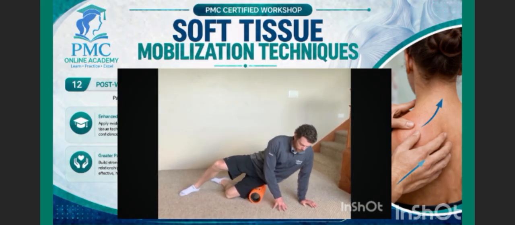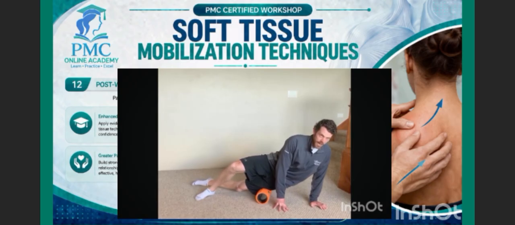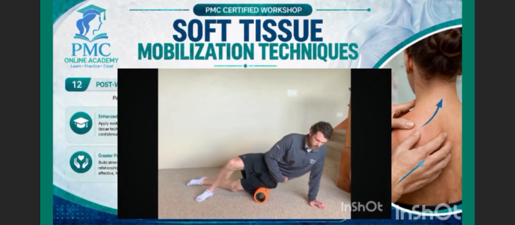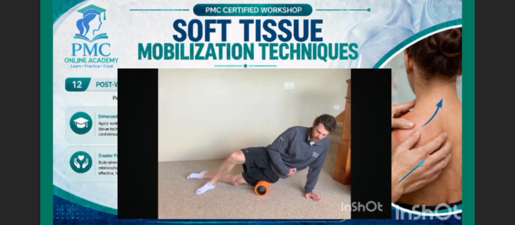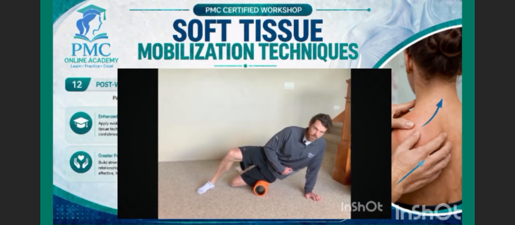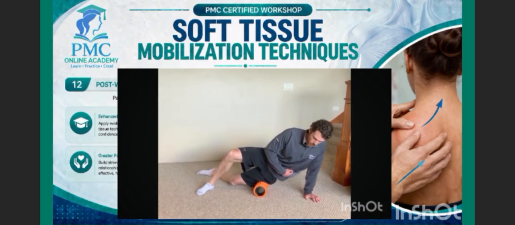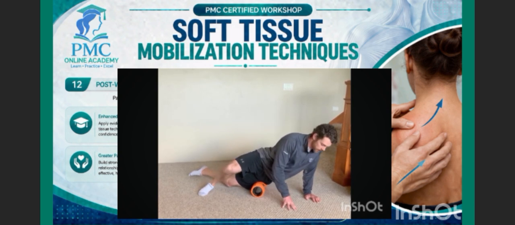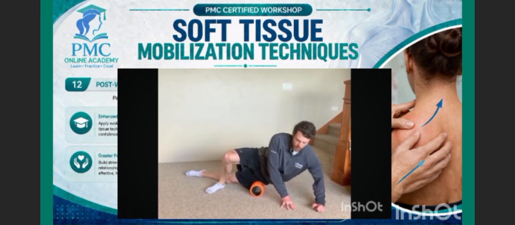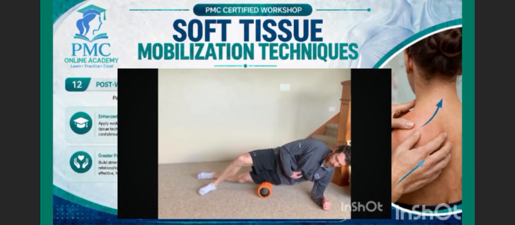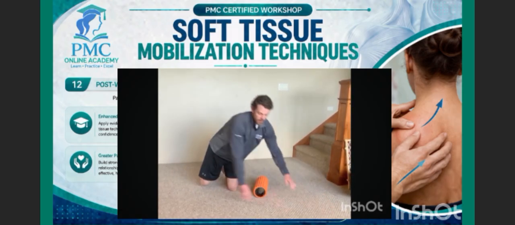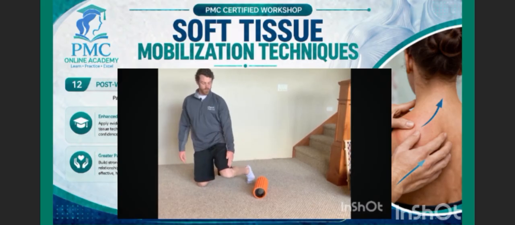Second is shoulder dysfunction. Patients with shoulder pain, rotator cuff problems, or shoulder stiffness may develop tight muscles around the shoulder girdle. STM can be applied to upper trapezius, deltoid, pectoralis major, and rotator cuff muscles. The goal is to improve tissue mobility, reduce pain, and restore shoulder function.